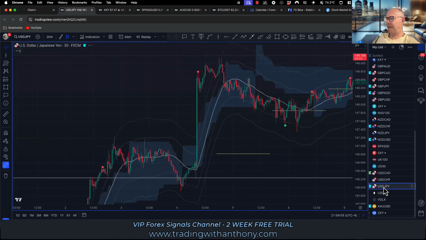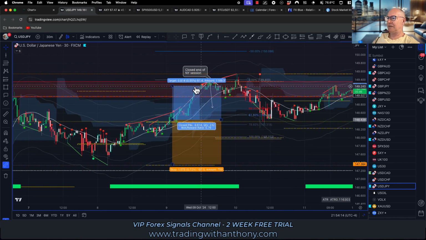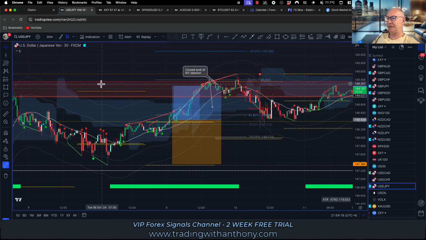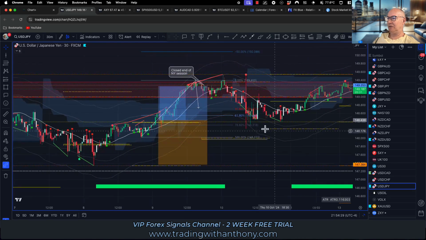A couple more. We've got the dollar yen. This one was closed into the end of the New York session. Again, another big resistance level you can see through here, all these dotted lines. So that wasn't a bad call. We secured 0.76R on that one.